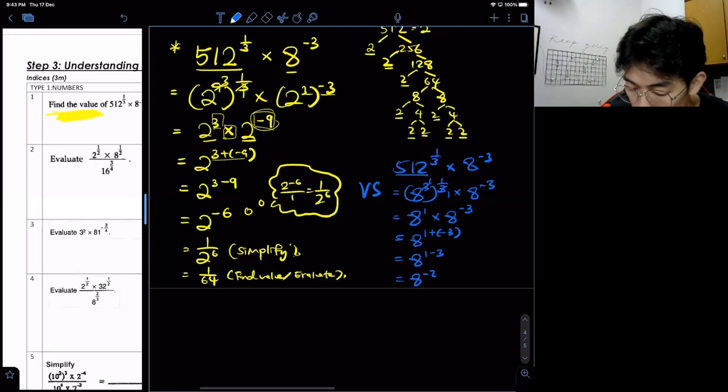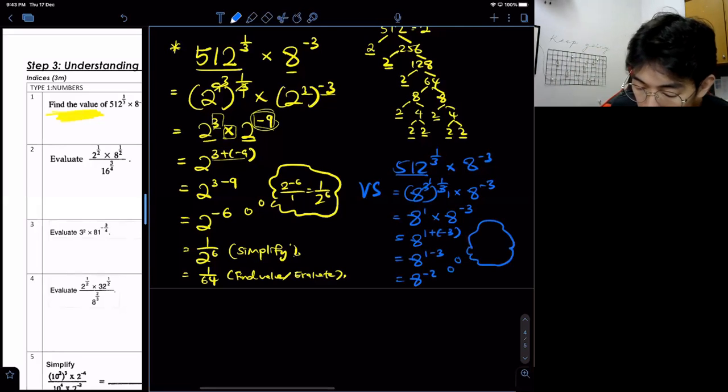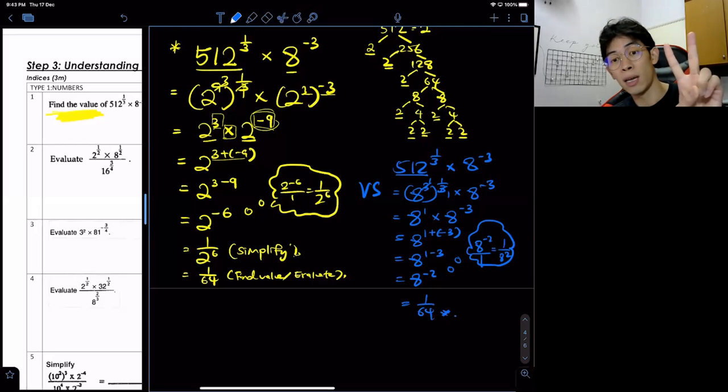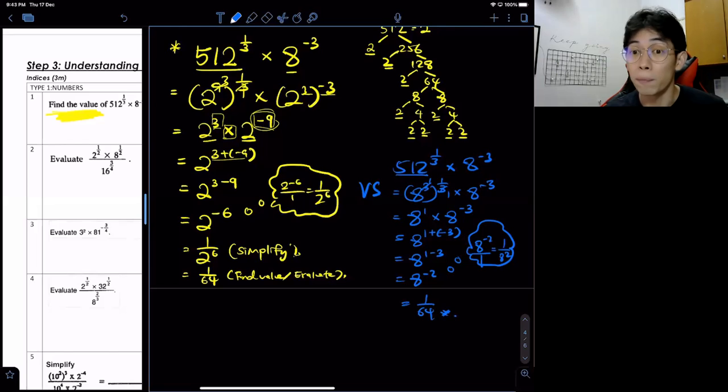So 8 power negative 2. Then you do the same thing. 8 power negative 2 is actually over 1, so 1 over 8 square. So the answer is 1 over 64. Same answer. So it depends on how you want to work it out.